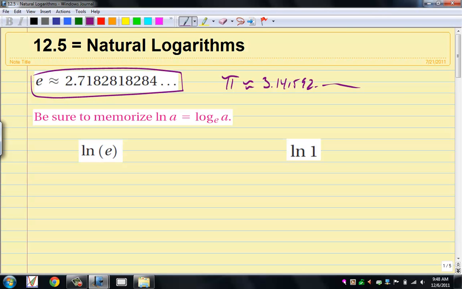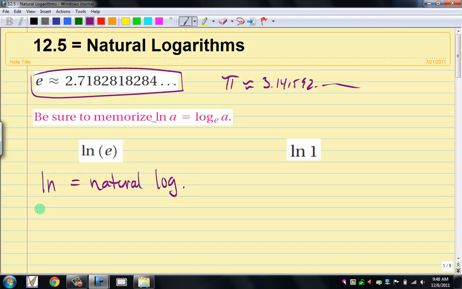And then here's an idea, and this is more of a definition. Be sure to memorize that the natural log of a is equal to log base e of a. So here we have ln, and ln means natural logarithm. They call it the natural logarithm because this number e pops up in nature a bit. It pops up in a lot of places, kind of like pi does.